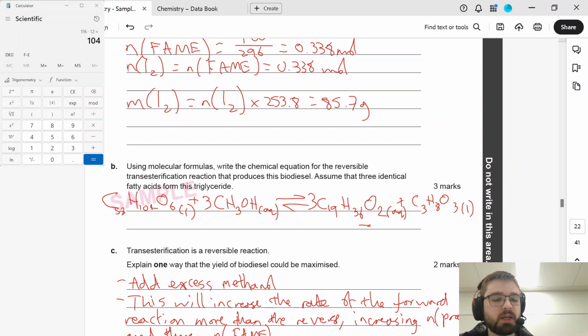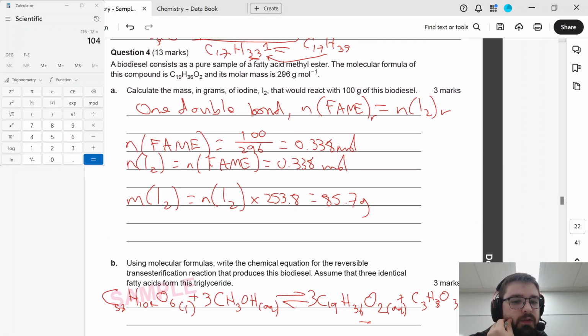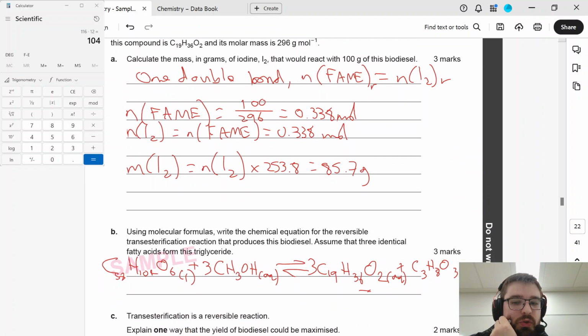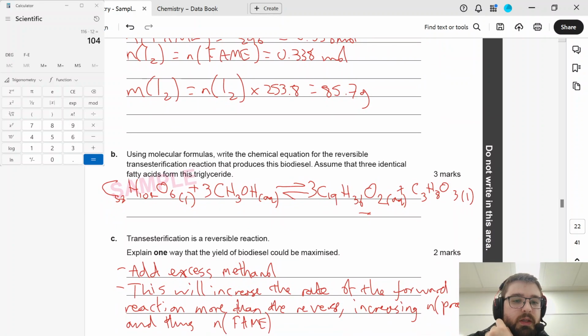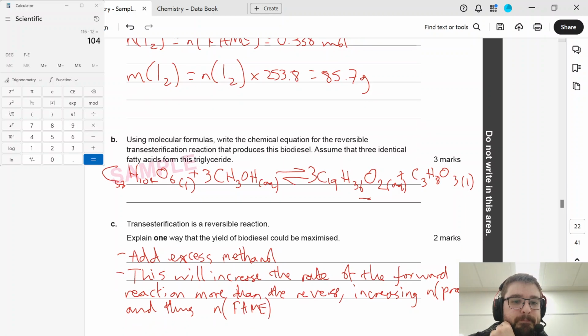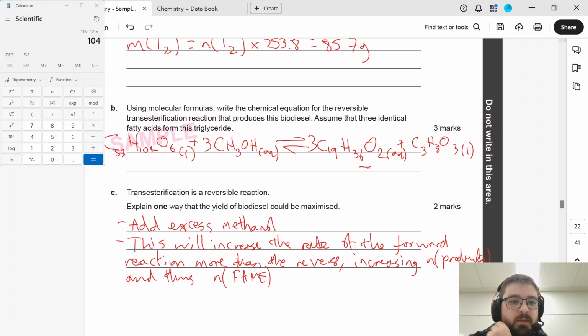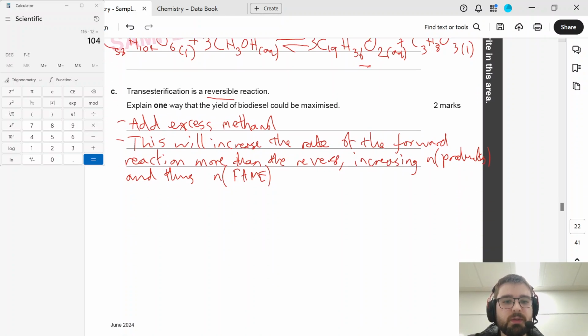I would establish what that acronym meant if I was actually writing for an examiner. You could remove the glycerol. You could also remove the fatty acid methyl ester as it's being produced. They don't give you any energy information; if they did, you could say something about heating it up as well. Would all be things here. I don't know why they've told you it's reversible here and then told you again. I guess they were just drawing your attention to it.